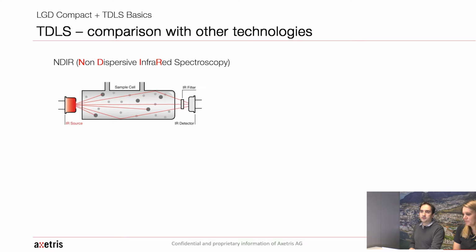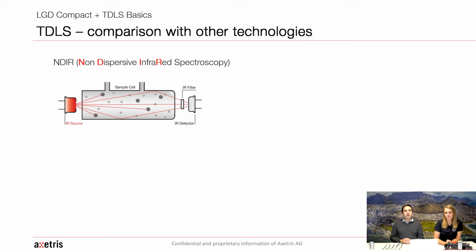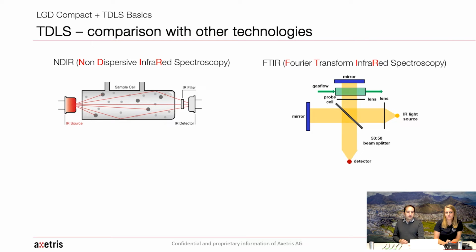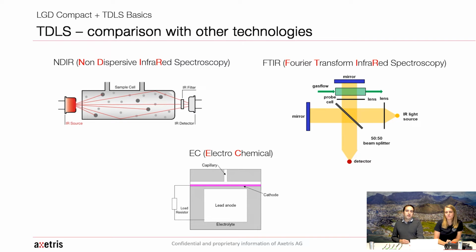As an example, we have NDIR, non-dispersive infrared spectroscopy, where you also measure absorption, but in this case you don't have a laser, but a broadband IR source and a detector. We have FTIR, Fourier transform infrared spectroscopy, which uses an interferometer and does a scan over the whole spectral range. That's also a possibility to measure gas. And also electrochemical, which is different, not an optical measurement.